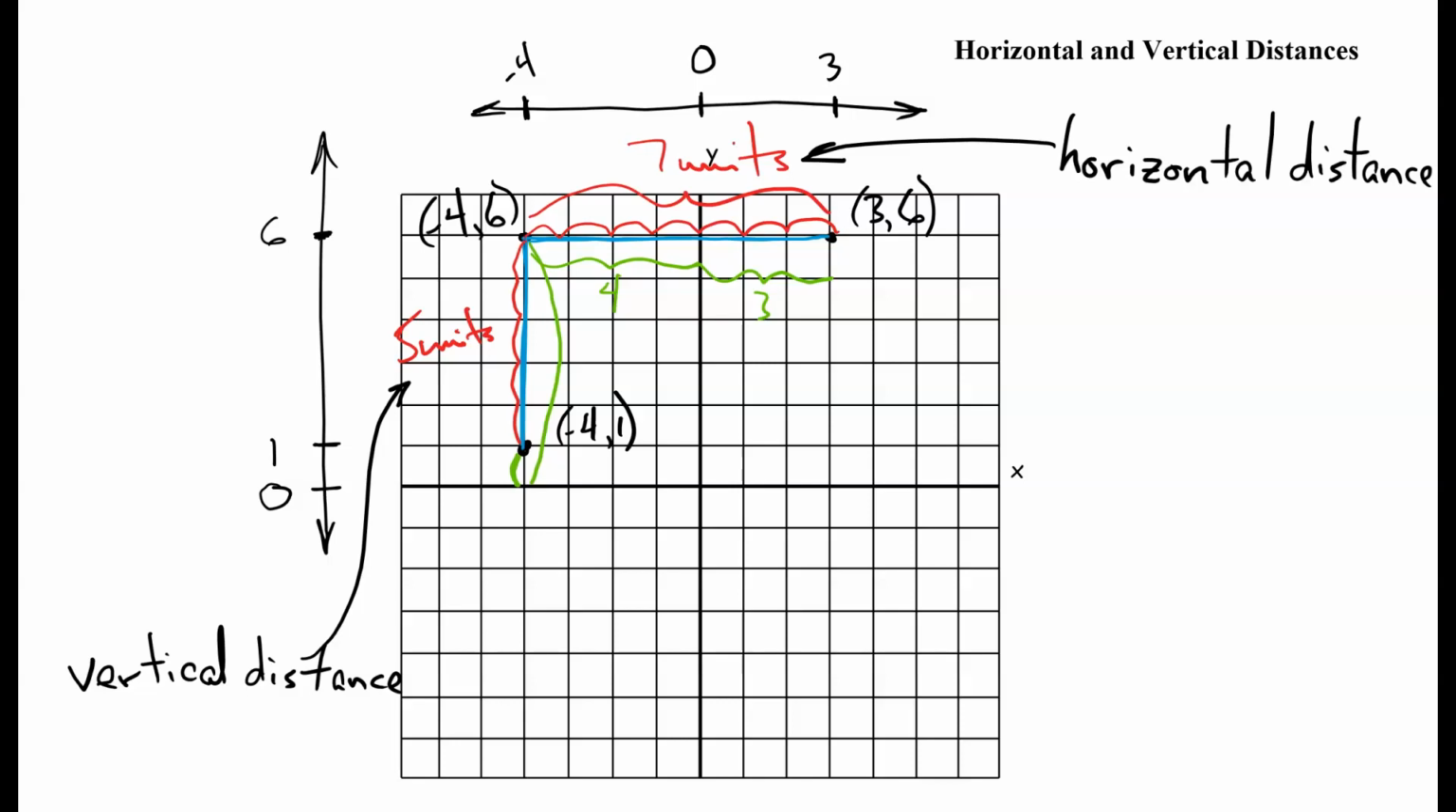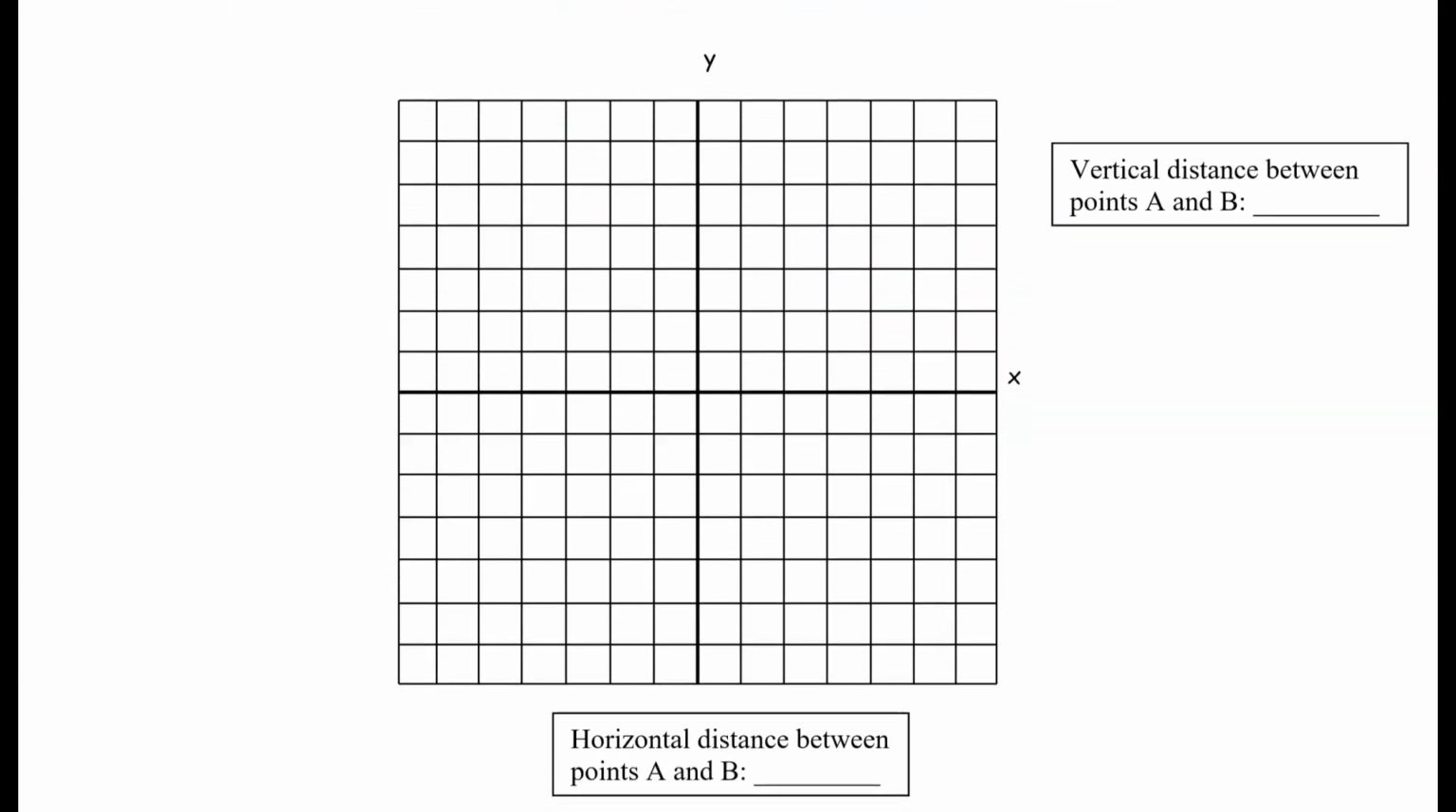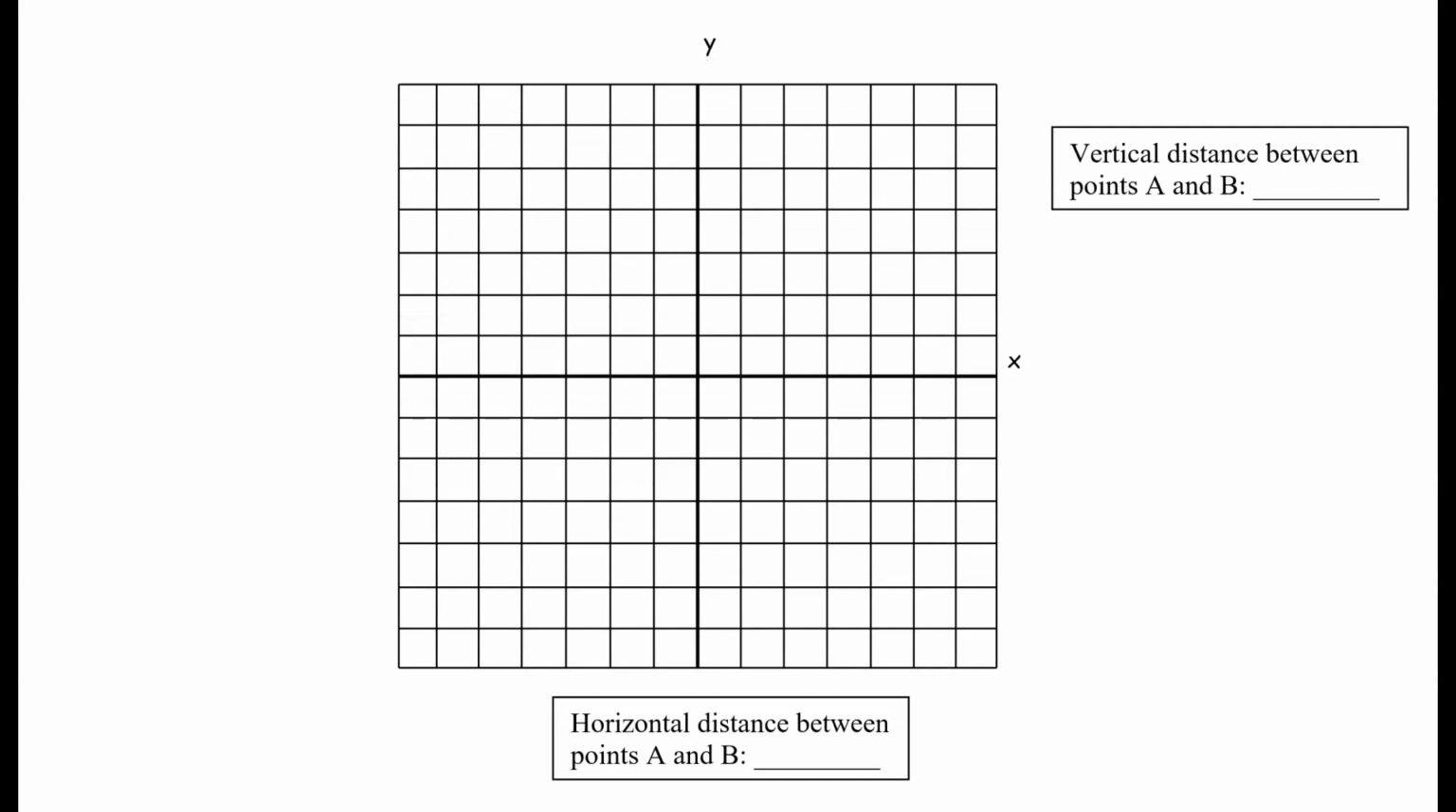Well, what if we have points that don't have the same first coordinate or second coordinate? Let's take a look at these 2 points. So this point, -4, 6, which we used before, and this point 5, -2. 1, 2, 3, 4, 5. 5, -2. And let's call these points A and B just for convenience. This will be point A. This will be point B.